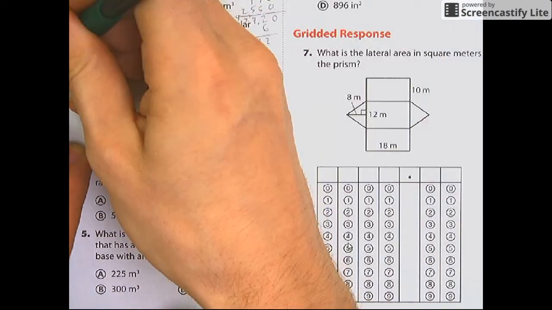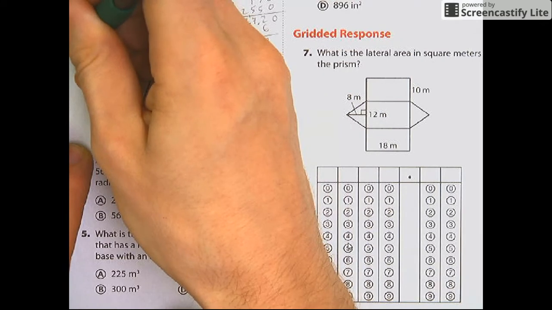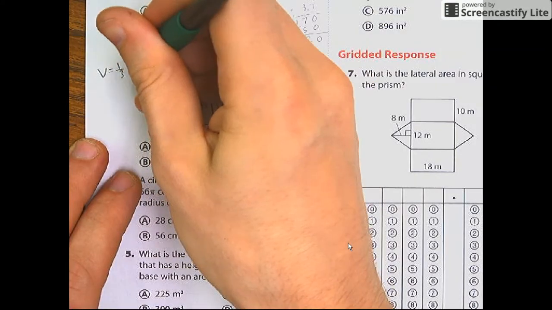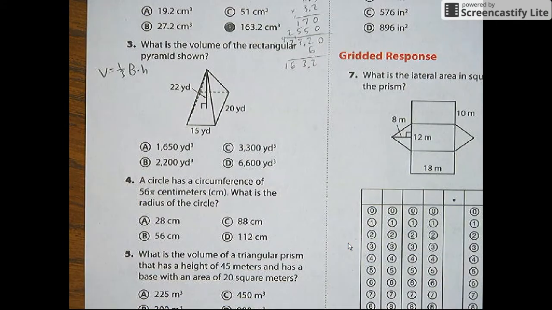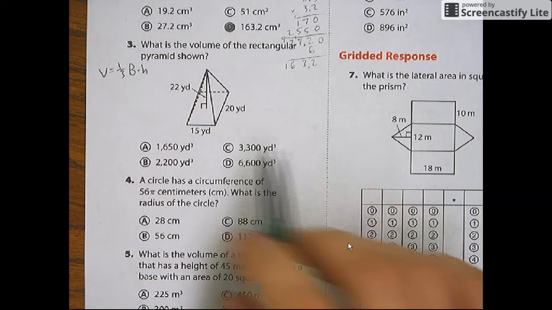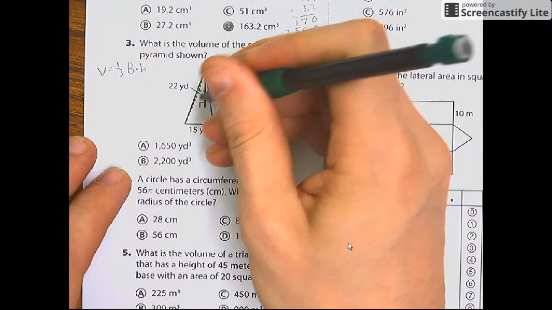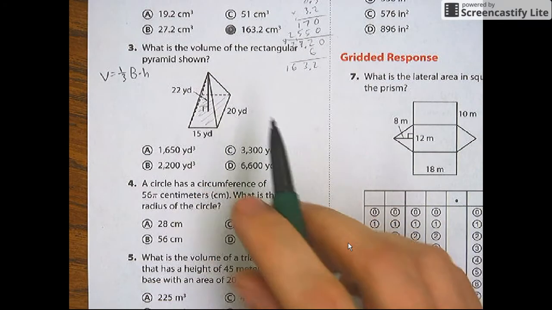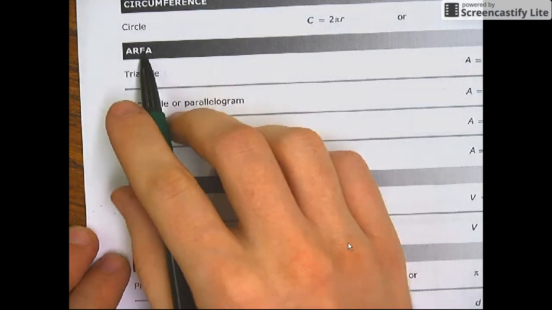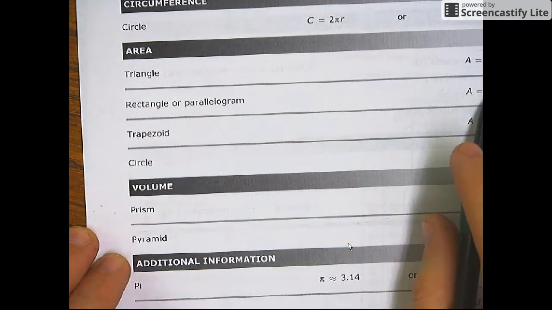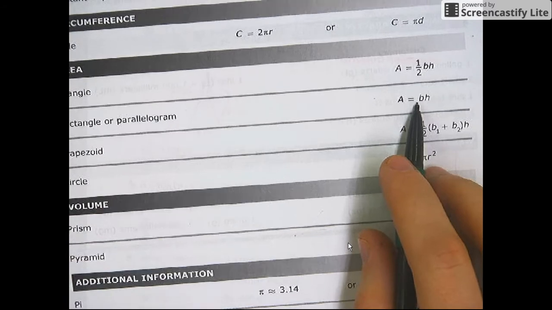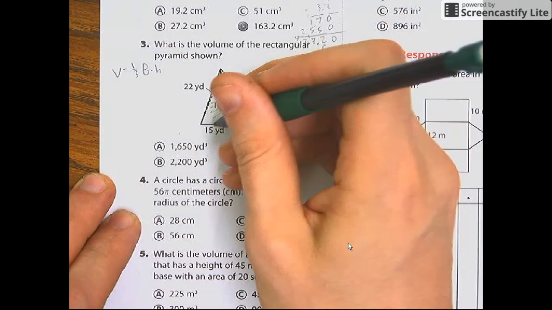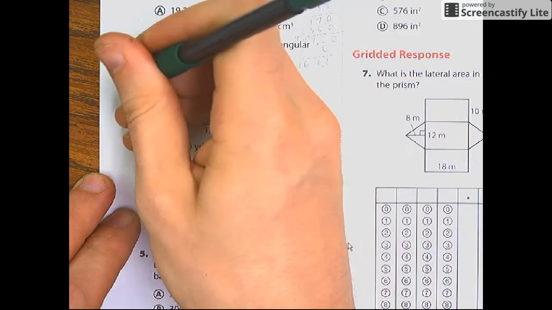All right. Volume is 1/3, and we'll move this over so you can see it, the area of the base times the height of the pyramid. All right. My base is a rectangle. It's right here. So I need to find the area of that rectangle. Again, use my reference materials. Area of a rectangle is base times height, or length times width. So 15 times 20.